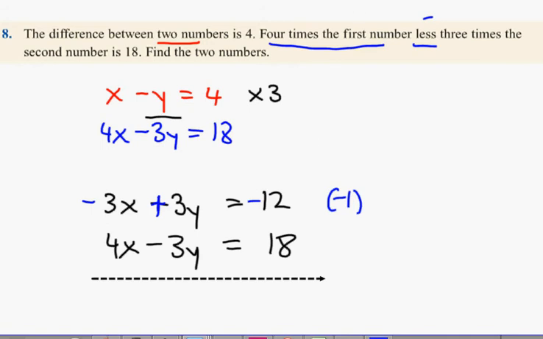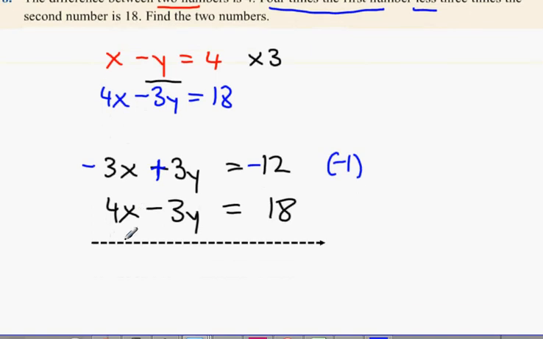I subtracted them. That's okay, but that's just the usual routine is we add them, but if you can understand what you're doing, that's okay. Now, let's add them together, and we get 1x equals, they cancel, don't they? Yeah. Minus 12 plus 18? 6. X therefore equals 6.